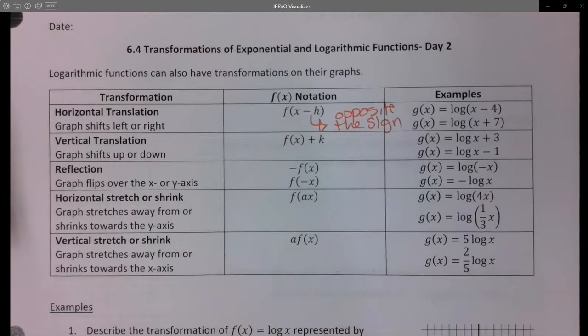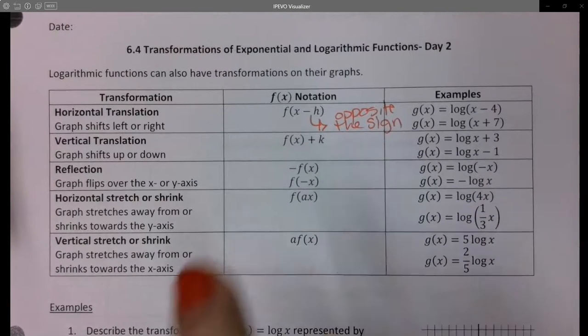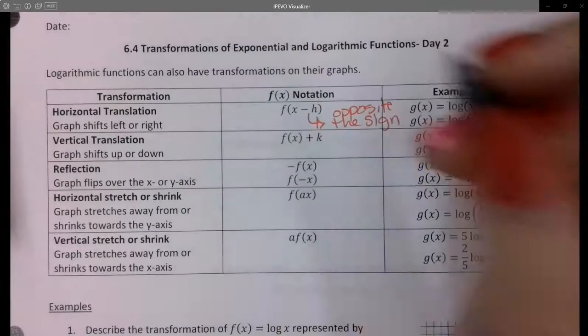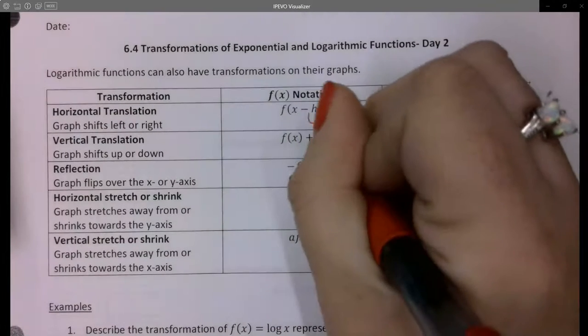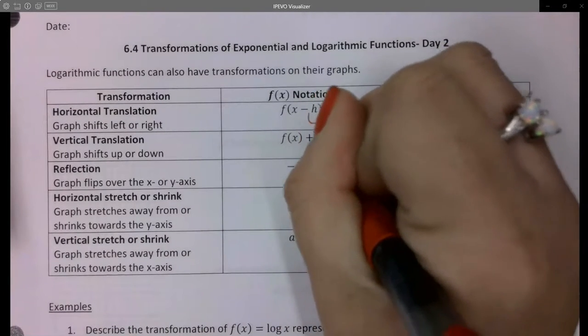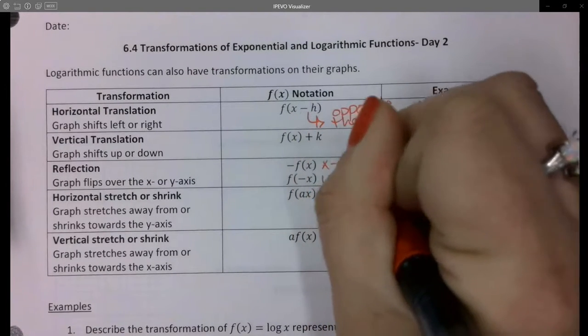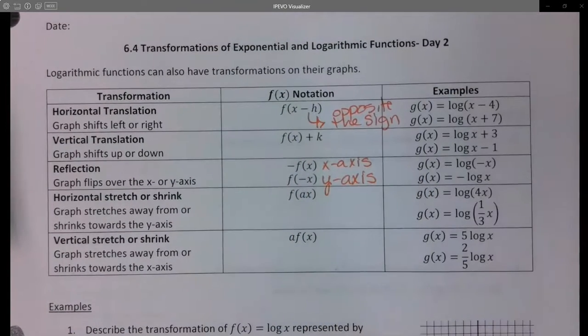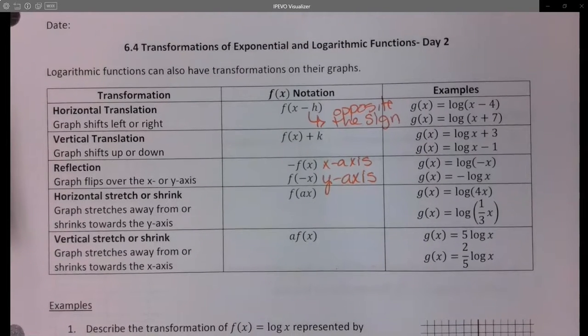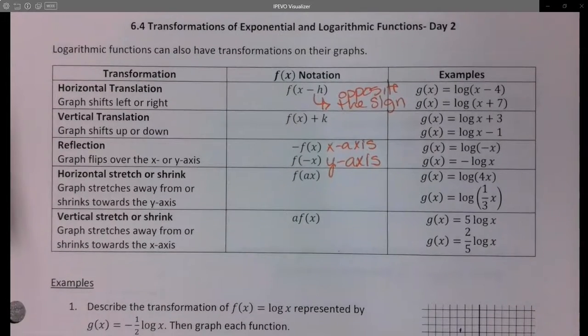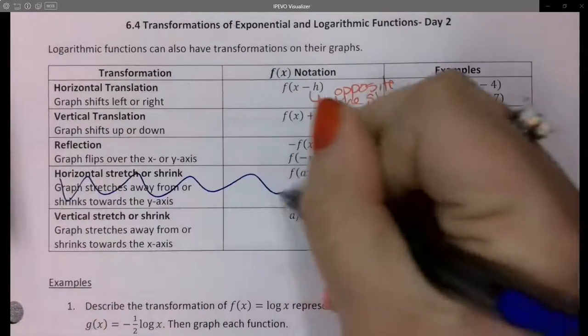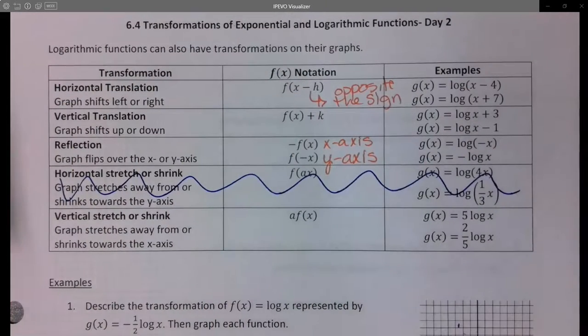We have our two reflections. If it's on the outside of the function, it is x-axis. If it's right in front of the x, it's y-axis. And those are the axis it's flipping over. Just like yesterday, we're going to skip horizontal stretches and shrinks.